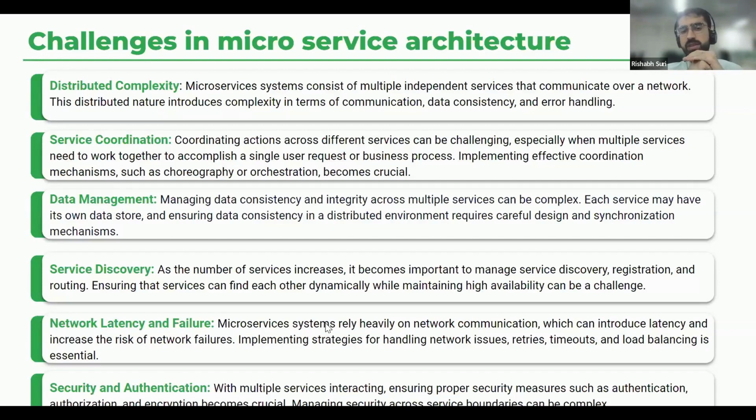Then another one which we have is service discovery. Locating and connecting to different services dynamically can be complex. Service discovery tools and practices are crucial to managing this dynamic environment.